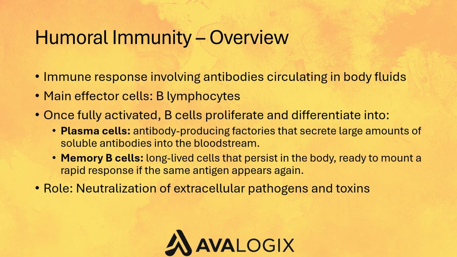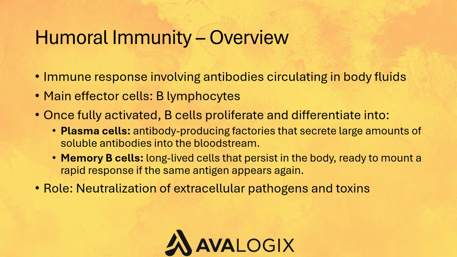This presentation allows interaction with helper T cells, which provide additional activation signals, ensuring the immune response is appropriate and controlled. Once fully activated, B cells proliferate and differentiate into plasma cells, antibody-producing factories that secrete large amounts of soluble antibodies into the bloodstream. Memory B cells are long-lived cells that persist in the body, ready to mount a rapid response if the same antigen appears again.